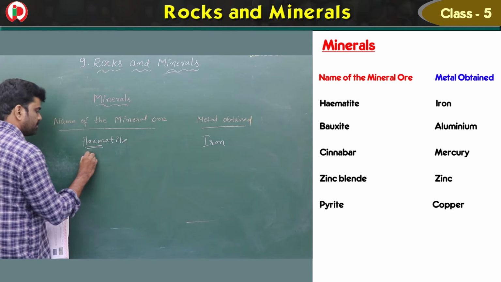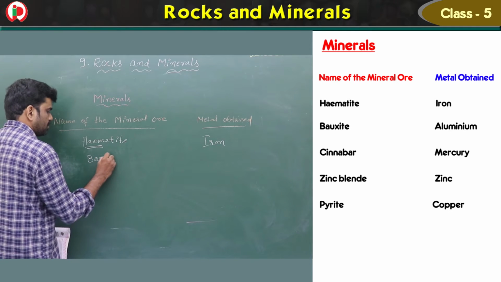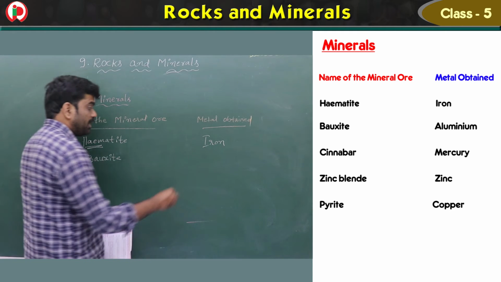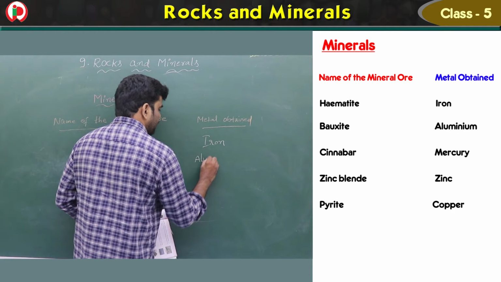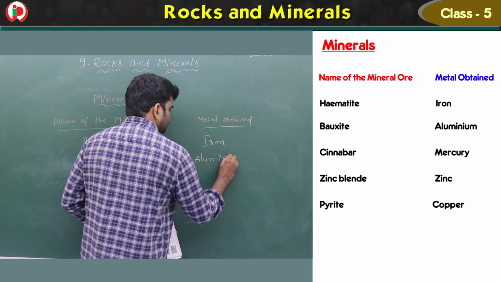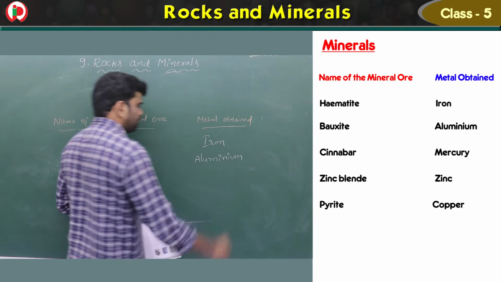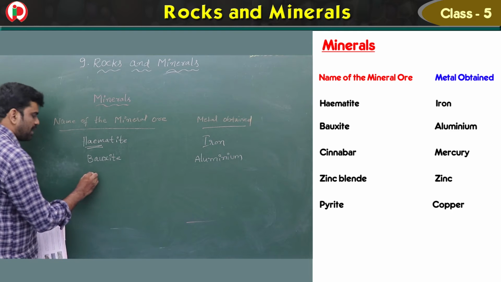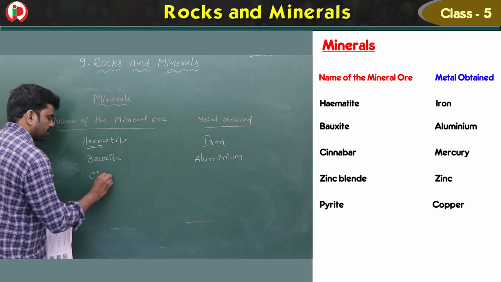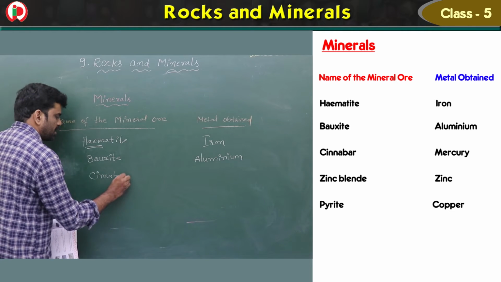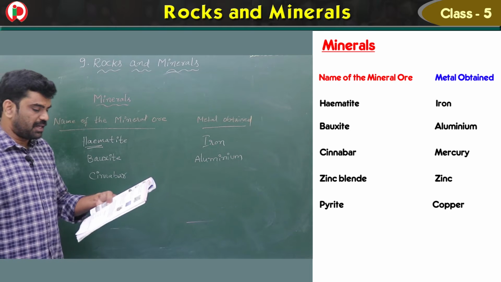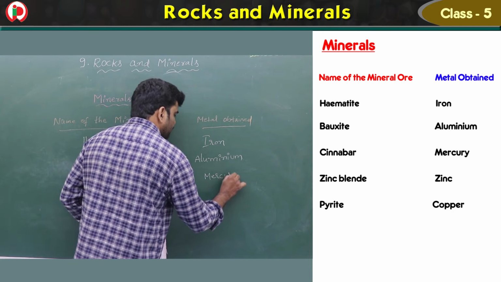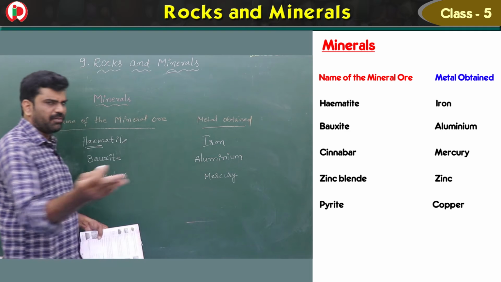Bauxite. From bauxite, what will we get? Yes, aluminium. From bauxite we will get aluminium. Cinnabar. From cinnabar we will get mercury. In thermometers we use mercury, children. And you know aluminium.